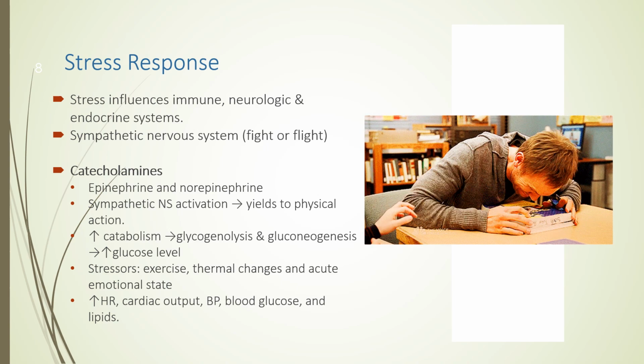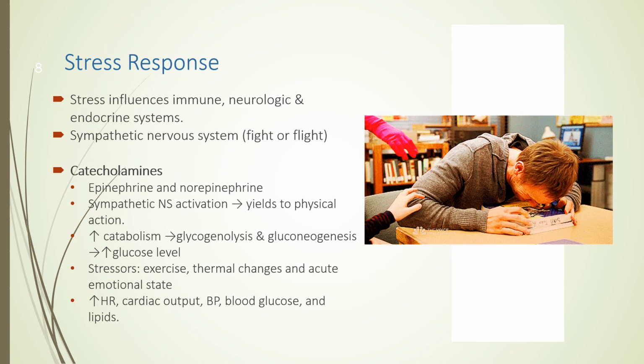Catecholamines are organic compounds that help the body respond to stress. They include epinephrine or adrenaline, norepinephrine, and dopamine. Catecholamines are released when the body faces stress, activating the sympathetic nervous system.